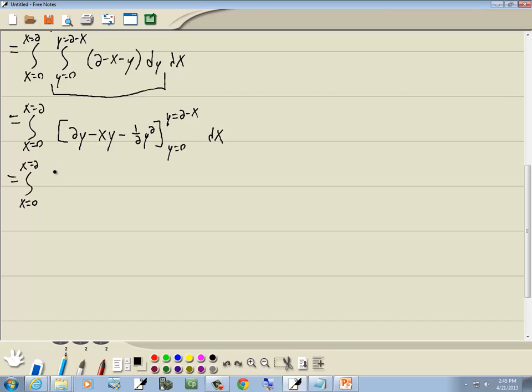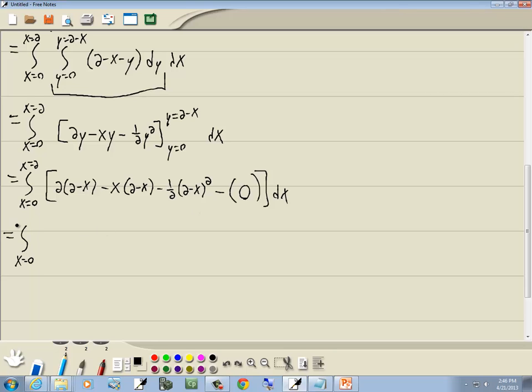So for the y, we're going to plug in 2 minus x. So we got 2 times 2 minus x, minus x times 2 minus x, minus 1/2 times 2 minus x squared. Now I'm going to save a little bit of room here. If I put 0 in for y, 0 here, 0 here, 0 here, all that's going to drop away. So all that goes to 0.